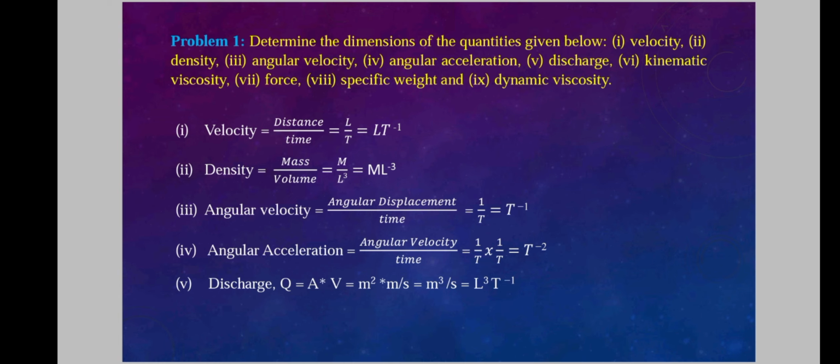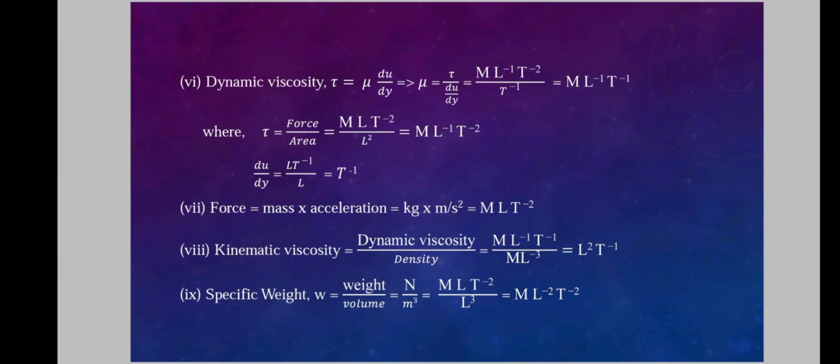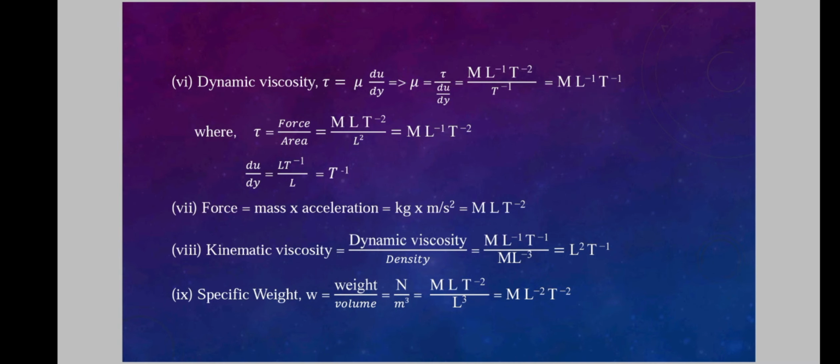So angular acceleration, it will be angular velocity divided by time, that is 1 by T into 1 by T, that is 1 by T squared, and it is T power minus 2. Finally, the discharge, that is A into V, A is equal to meter squared, V is equal to meter per second, and will be meter cube per second, that is L cube T power minus 1. And dynamic viscosity, tau is equal to mu du by dy.